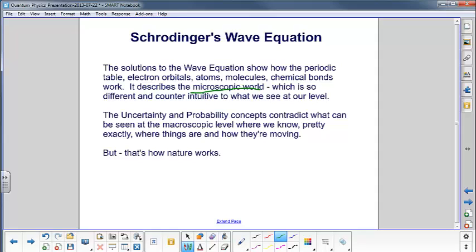But that's not how nature works, and that's why the Schrodinger wave equation is so very helpful in understanding how it works. And the fact that all the solutions of it and the predictions actually show how objects work on the macro level, how chemistry works, how biology works, makes it an incredibly powerful tool.